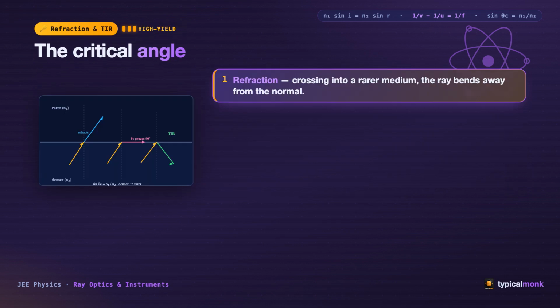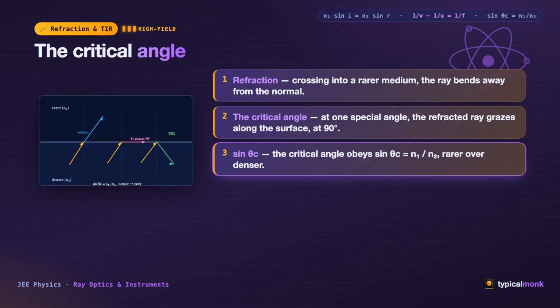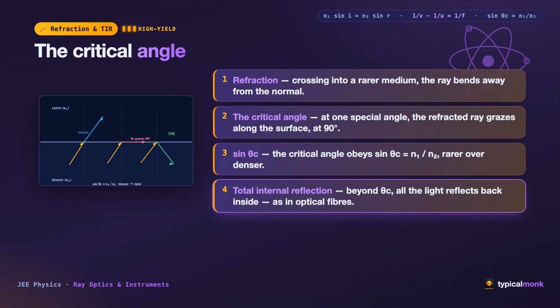Now look at the picture. Refraction and total internal reflection. Crossing from a denser into a rarer medium, the ray bends away from the normal. The critical angle. At one special angle of incidence, the refracted ray grazes along the surface at 90 degrees. The formula. That critical angle obeys sin θc = n1/n2, the rarer index over the denser. Total internal reflection. Beyond the critical angle, all the light reflects back inside the denser medium, the principle of optical fibers.